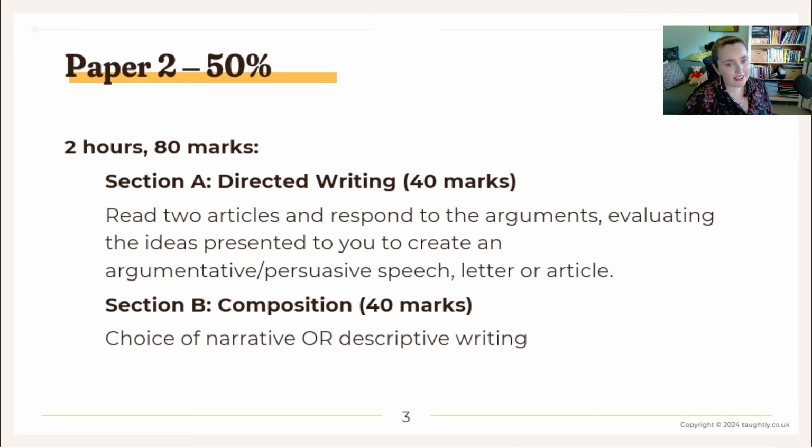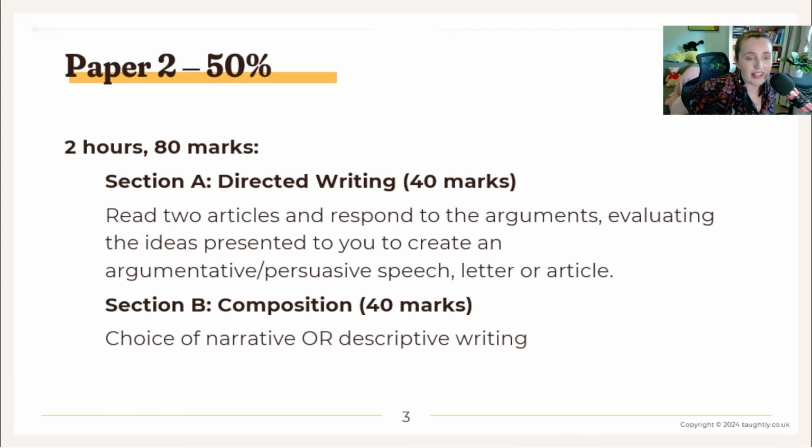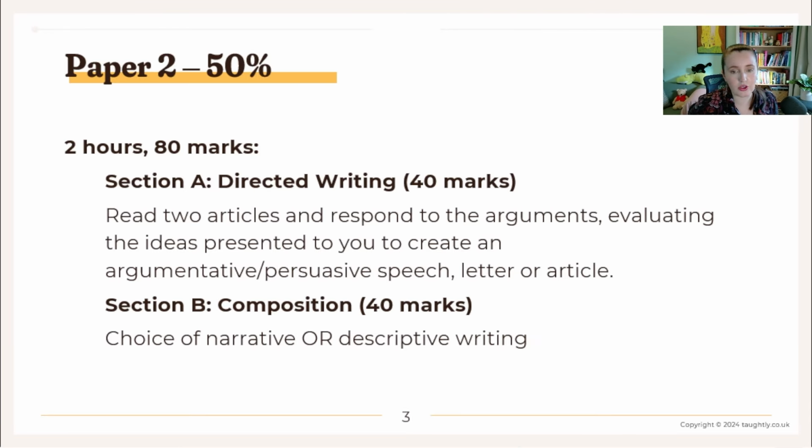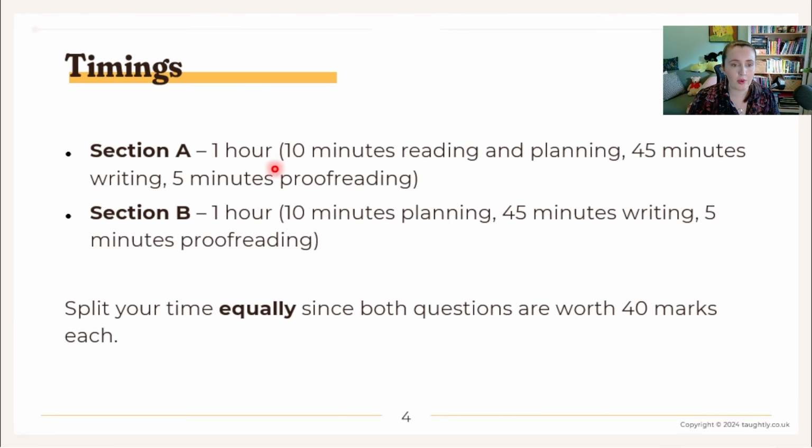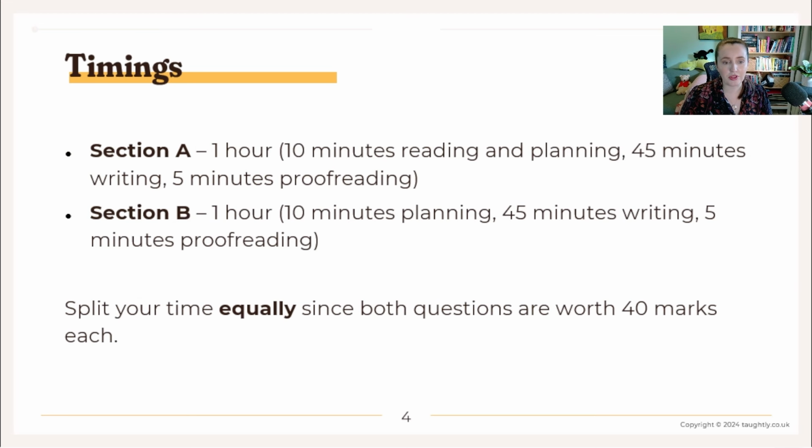All right, so just a quick reminder that directed writing appears on your paper 2, which is worth 50% of your overall grade. Therefore, directed writing is worth 25% of your overall grade. For that, you will have to read usually 2 articles. Recently this year, 1 article in one time zone. But in the past, since 2020, it has generally been 2 articles. And respond to those arguments. You have to evaluate the ideas given to you in an argumentative or persuasive or informative speech, letter or article. You should spend roughly about 1 hour on that, about 10 minutes to read and plan, 45 minutes to write, and about 5 minutes to proofread at the end.